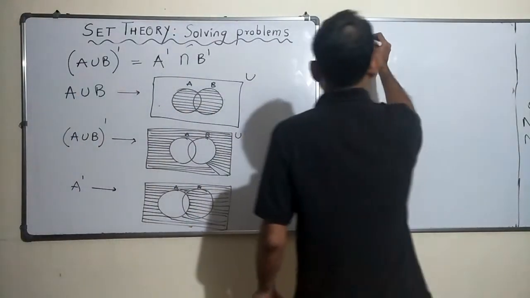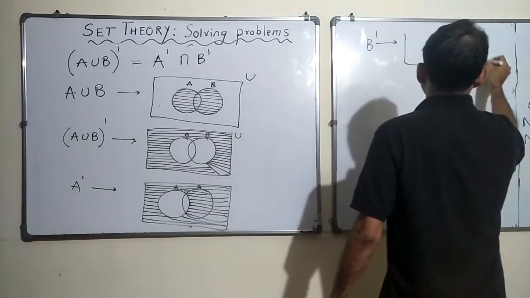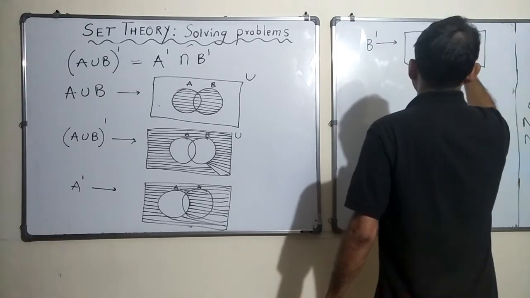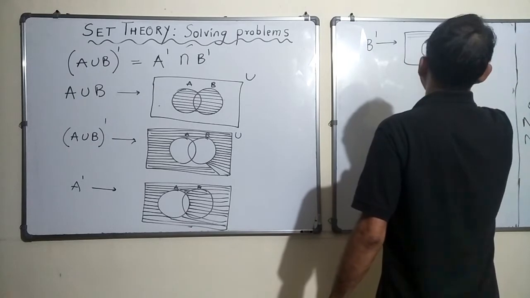How about B dash? Let's draw it again. Same thing, just don't shade circle B this time, right? So I'll start shading.